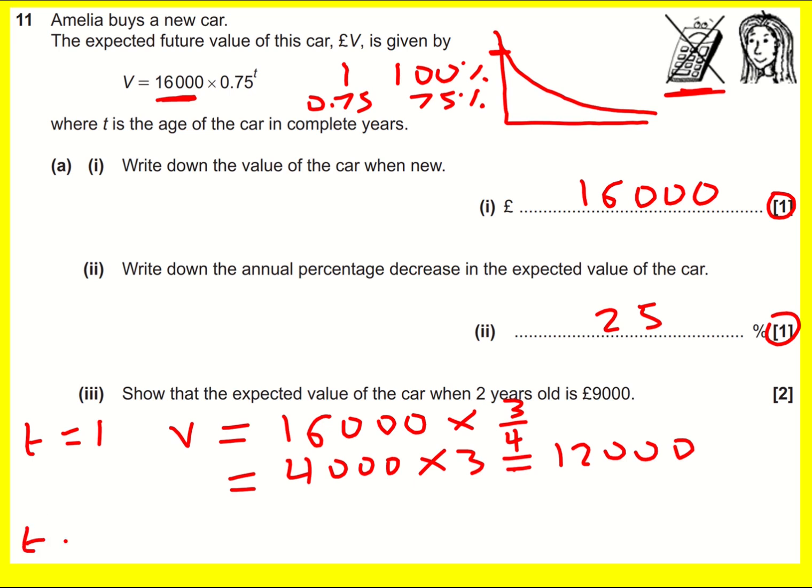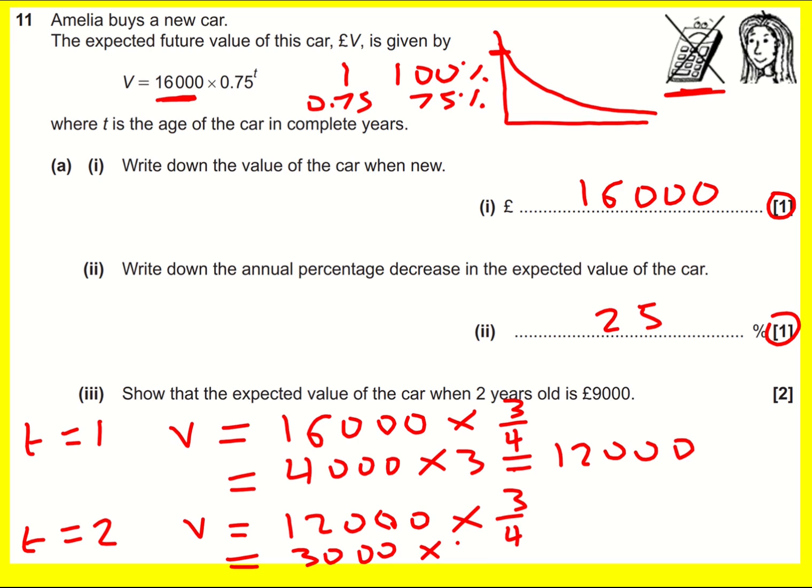So if t is equal to 2, then v is going to be this 12,000 multiplied by 3/4. I'm basically multiplying 16,000 by 3/4 twice. So if I multiply 12,000 by 3/4, again I'm going to find a quarter. That's going to be 3,000. I'm going to times that by 3, and that's going to give me 9,000 as expected.